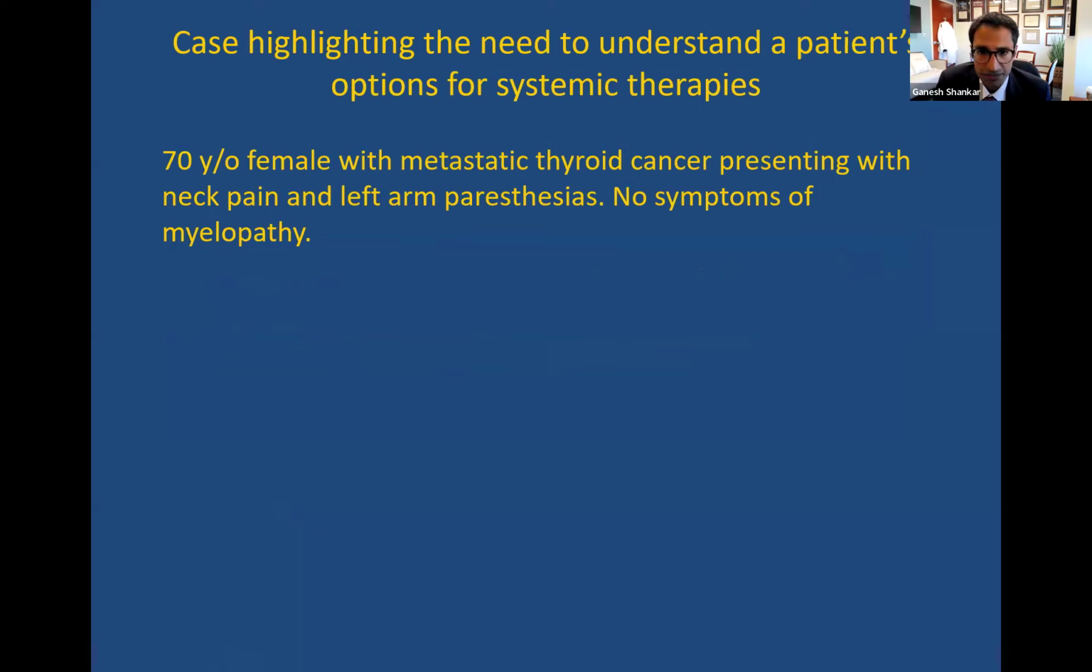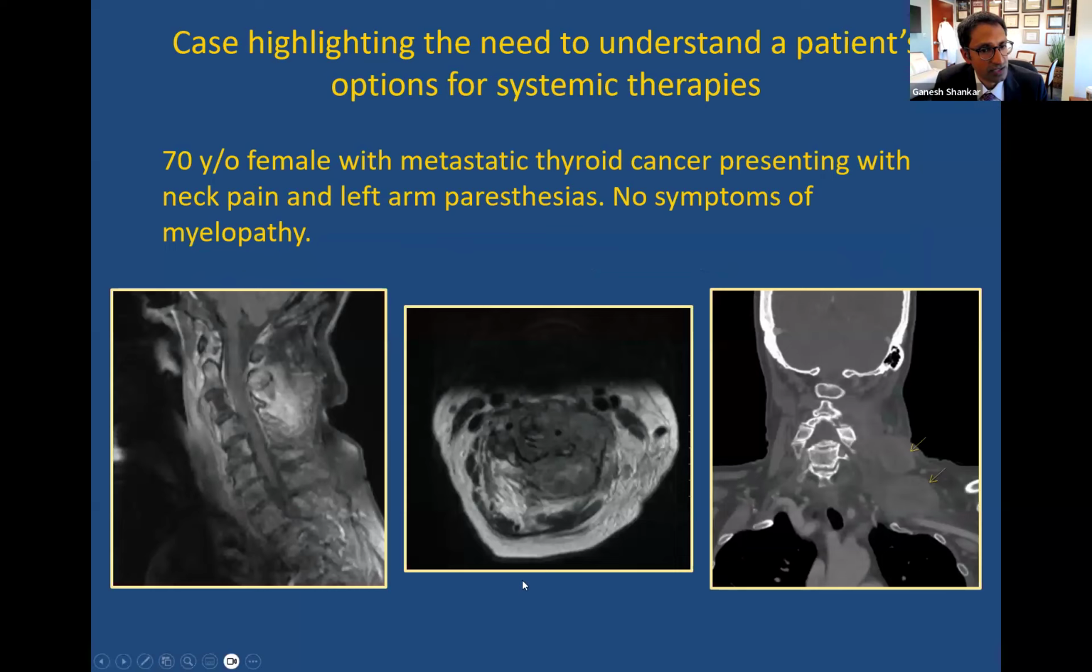I wanted to highlight through a case, a patient who presented with metastatic thyroid cancer. It's a 70-year-old who presents with neck pain, left arm paresthesias, and she had no symptoms of myelopathy. And so this is a pretty scary looking tumor, to be quite honest. It's extensive, it's circumferential, it's encasing the vertebral arteries.